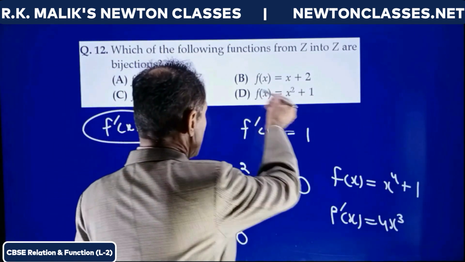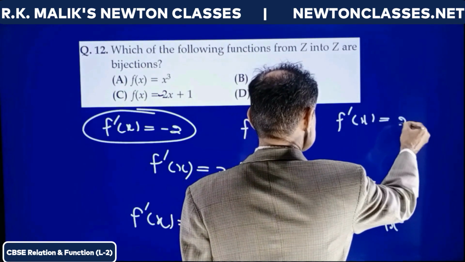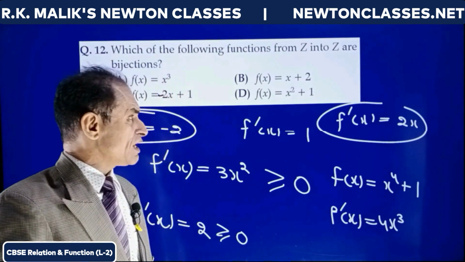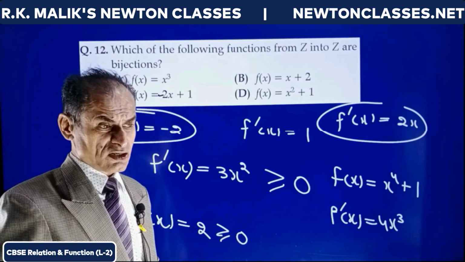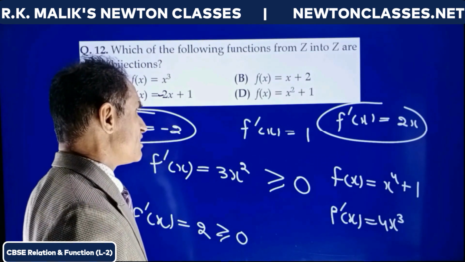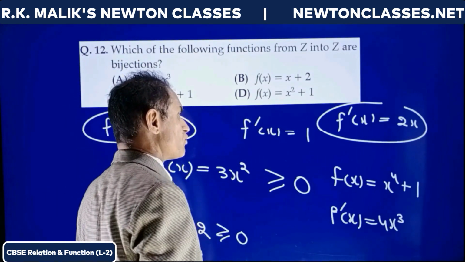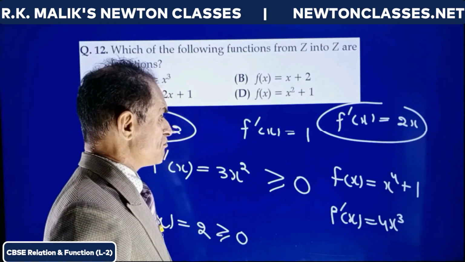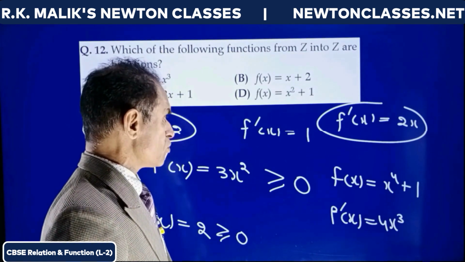Similarly here also f dash x in this case will be 2x. Again 2x can be positive also and negative also. Hence you will say the function is not 1-1. And once we have seen that this is not 1-1, therefore it cannot be 1-1 onto also, because for 1-1 onto it should be 1-1 also and onto also.